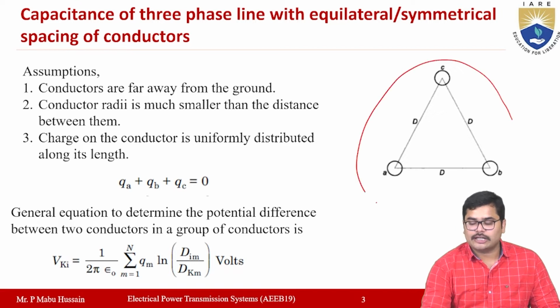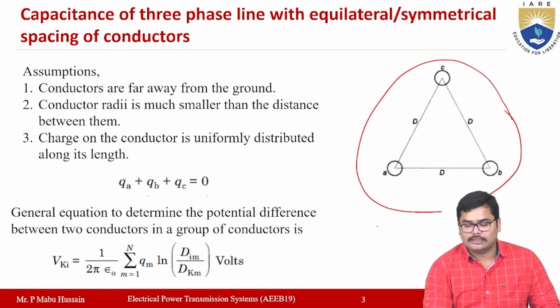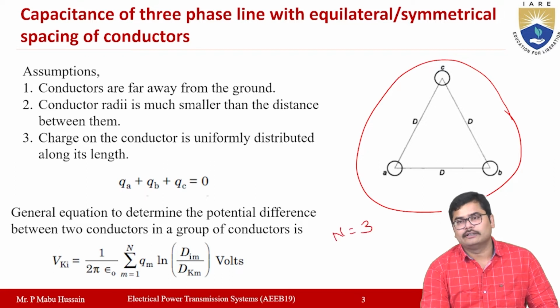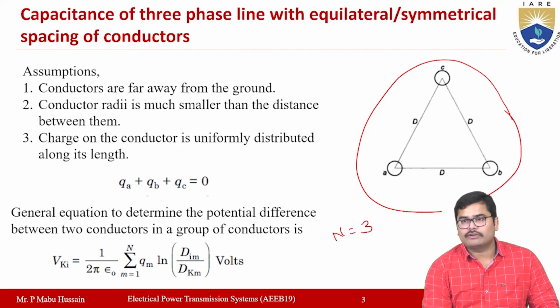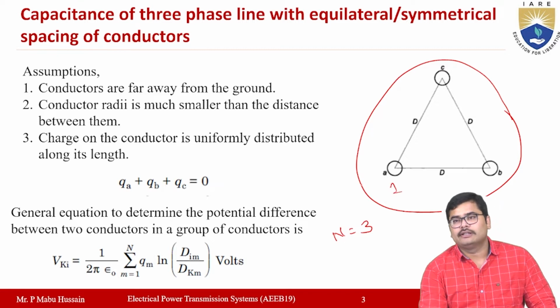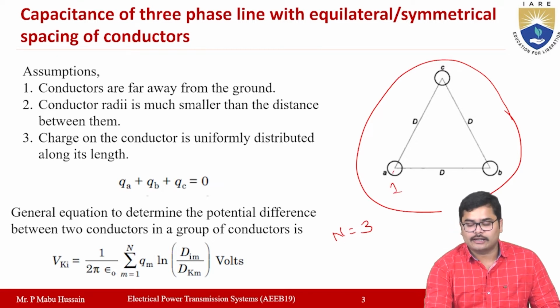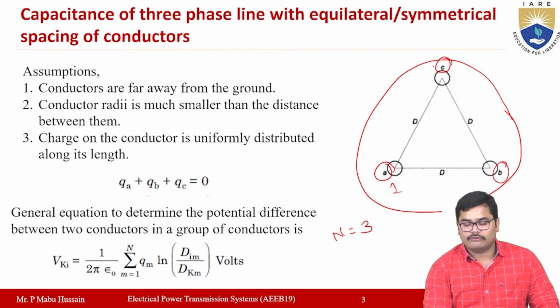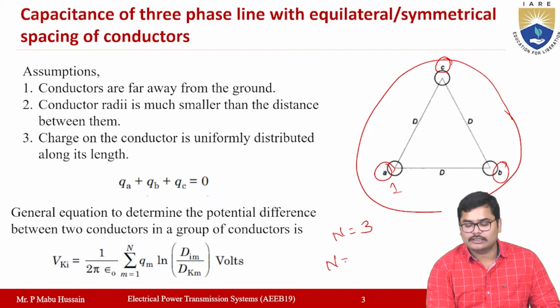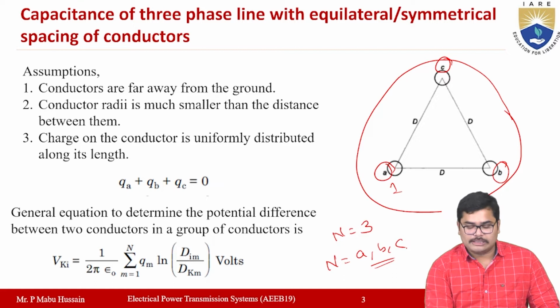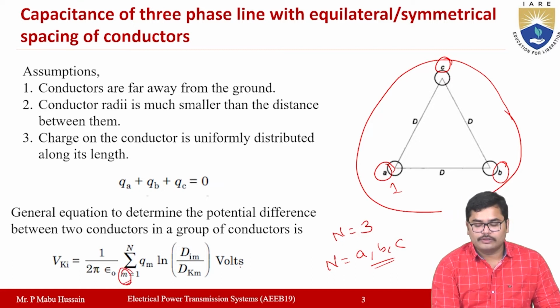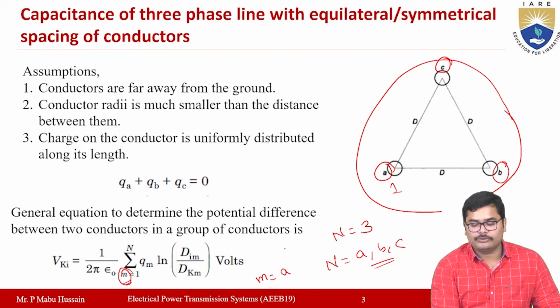In this three-phase transmission line, how many conductors are there? Three, so N is equal to 3 here. Instead of representing these conductors with numbers, they are represented with the letters A, B, C. Conductor 1 is A, conductor 2 is B, conductor 3 is C. So the value of M will go from A to C: A, B, C, like that you have to consider.